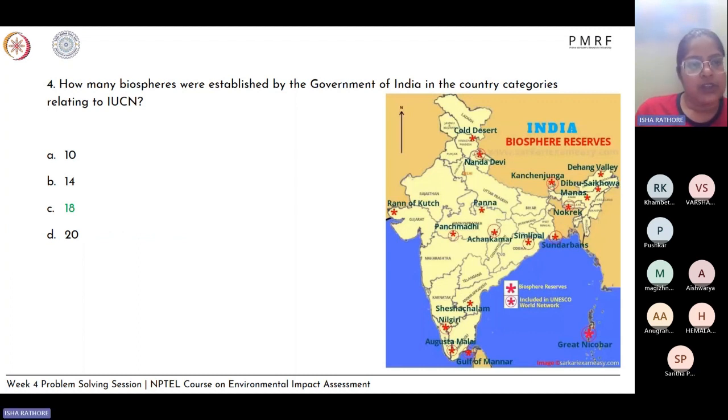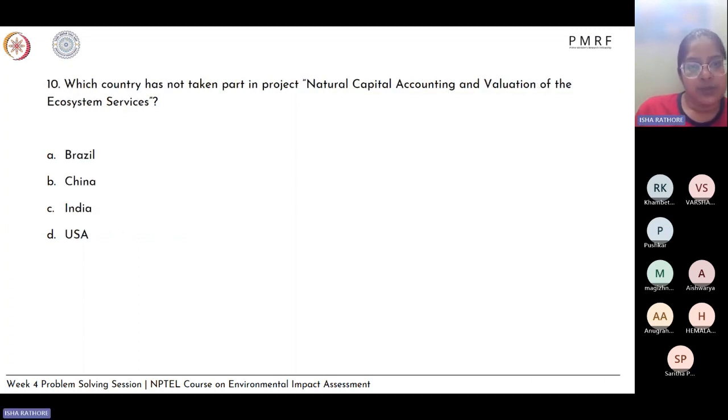Okay, so moving on. Which country has not taken part in project Natural Capital Accounting and Valuation of Ecosystem Services? A, Brazil, B, China, C, India, or D, USA? So again, this is a negative statement. Which country has not taken part? So read the questions carefully before you answer them. Sometimes there could be negative questions.